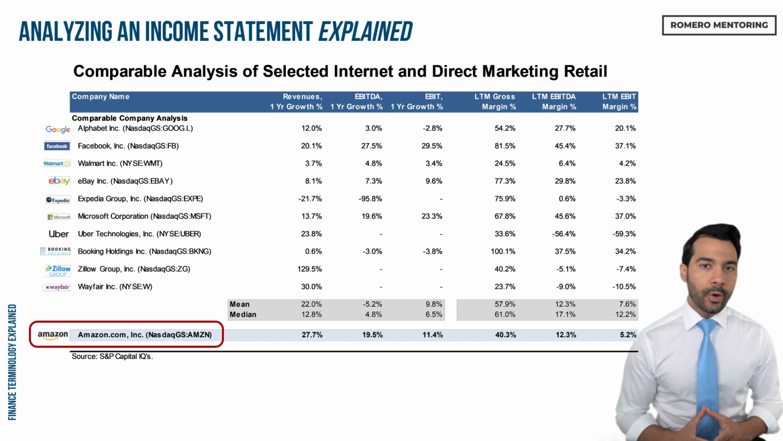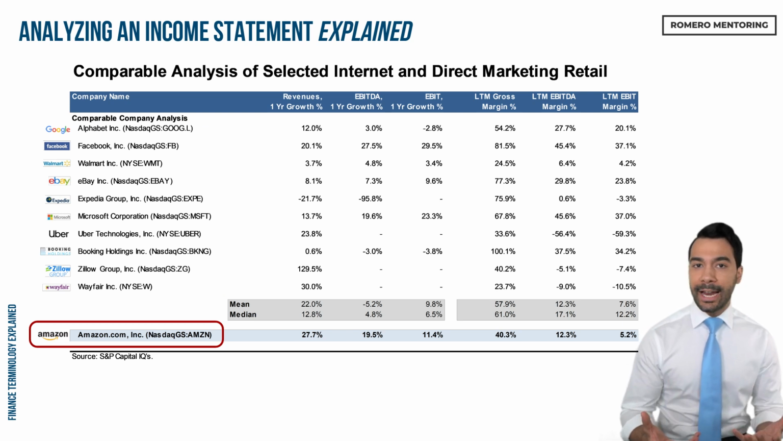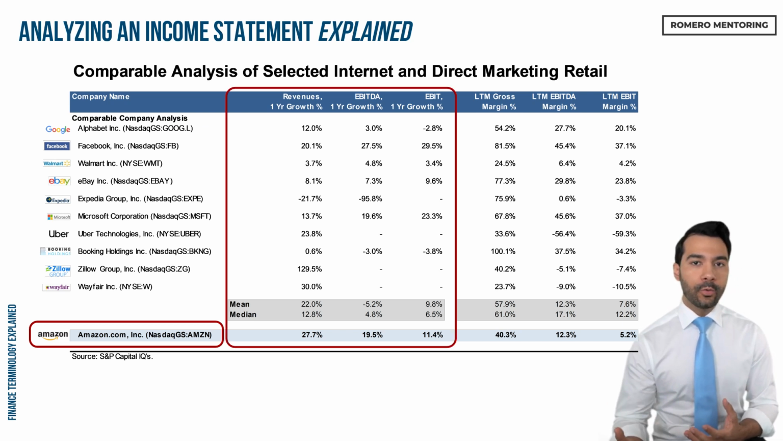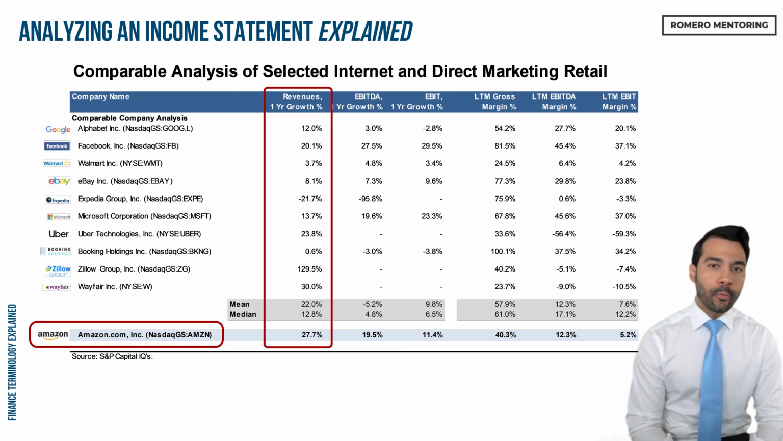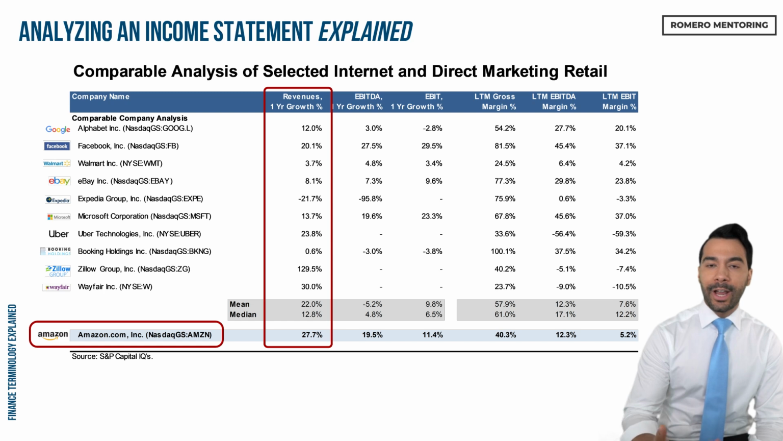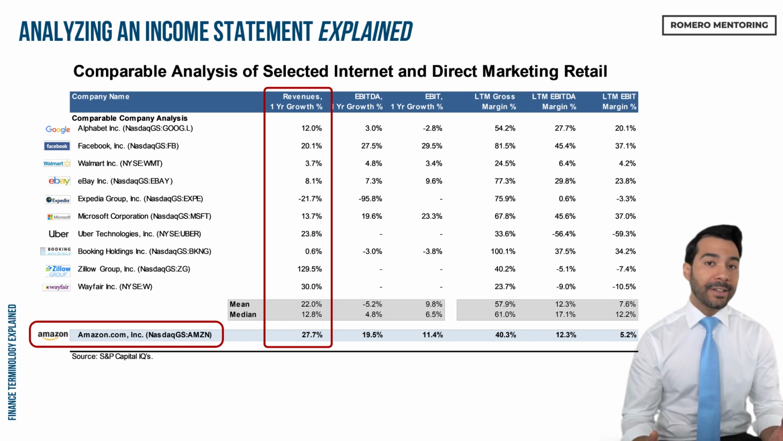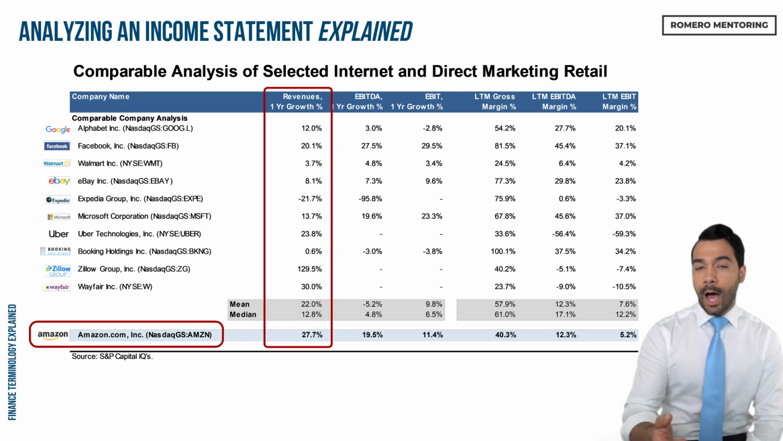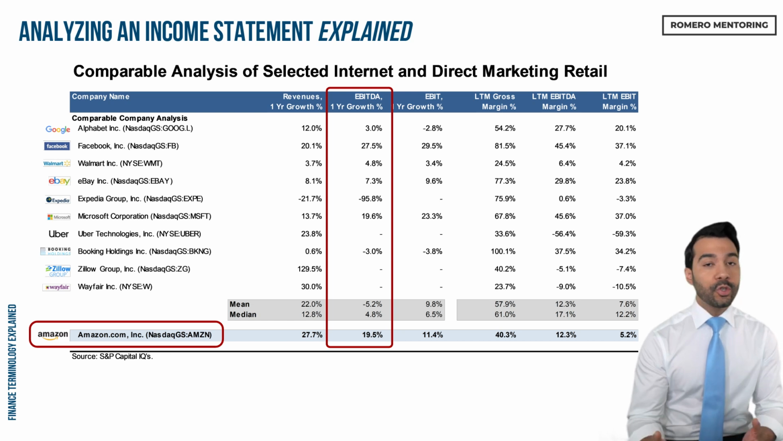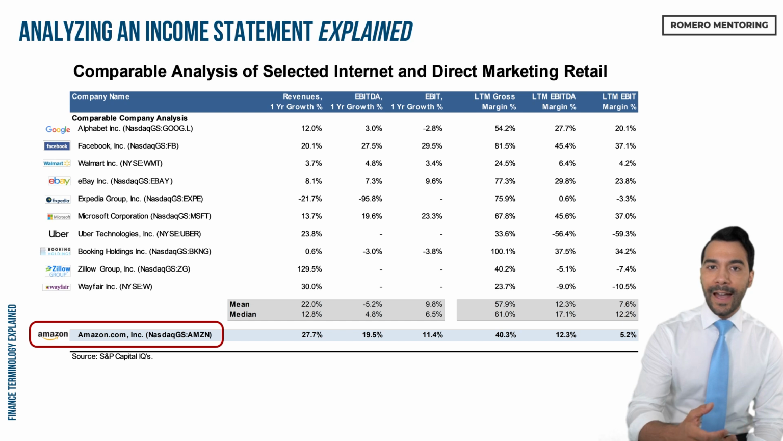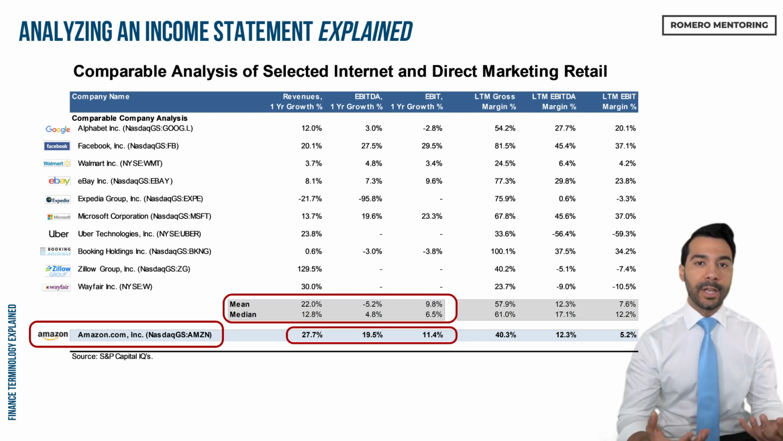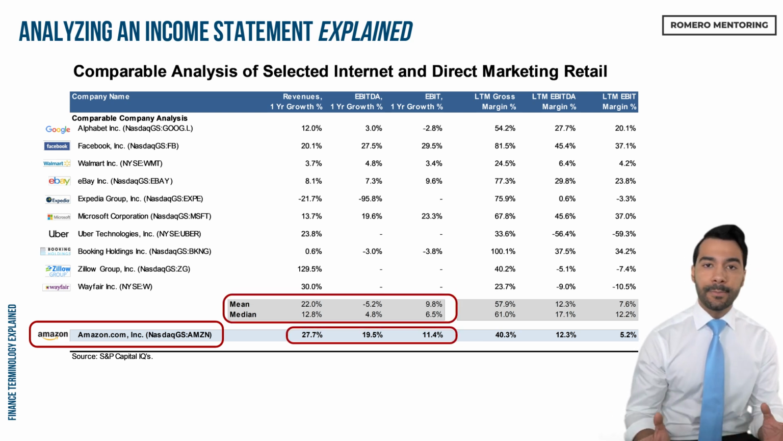So here we're illustrating Amazon comparable analysis. We're looking at revenue growth and we're looking at profitability margins. Look at year 1 revenue on a last 12 months or LTM basis. Amazon is growing faster than the industry. On an EBITDA basis, same story. And also on an EBIT basis, same story. So we can see that Amazon is growing faster than the industry average and their peer group. And obviously, they've developed an amazing business model with their e-commerce website.